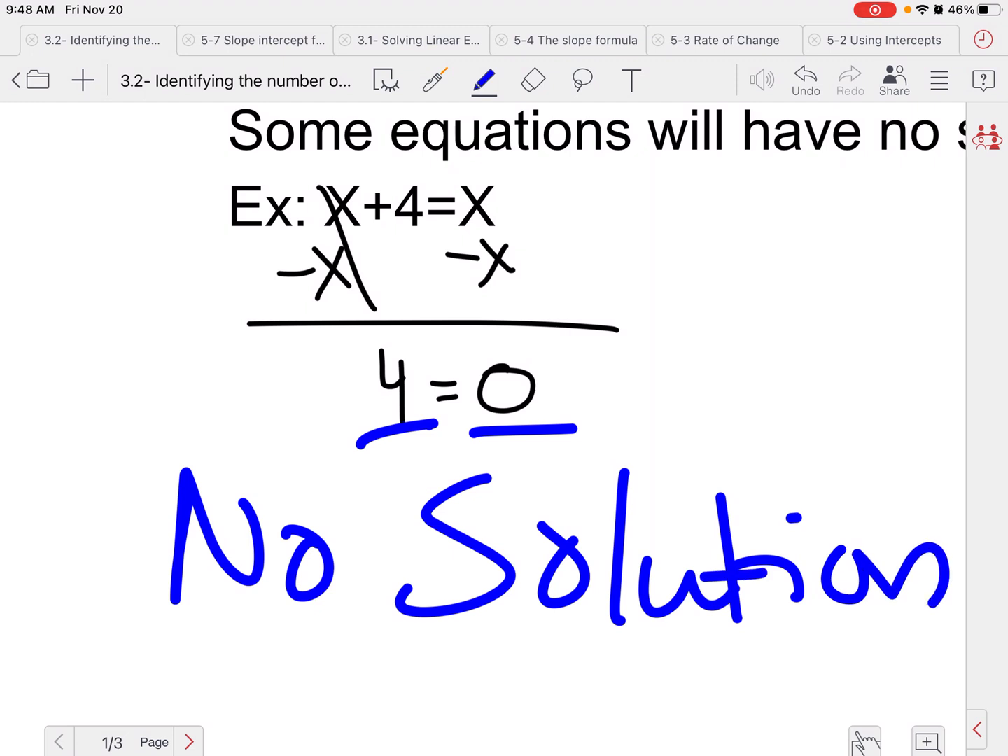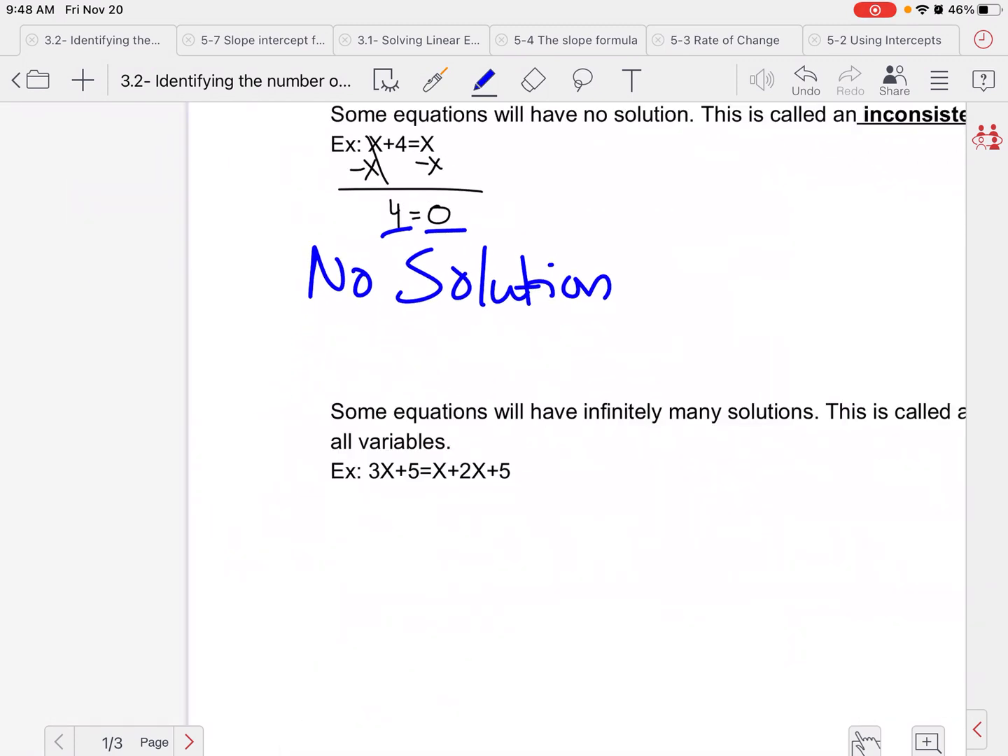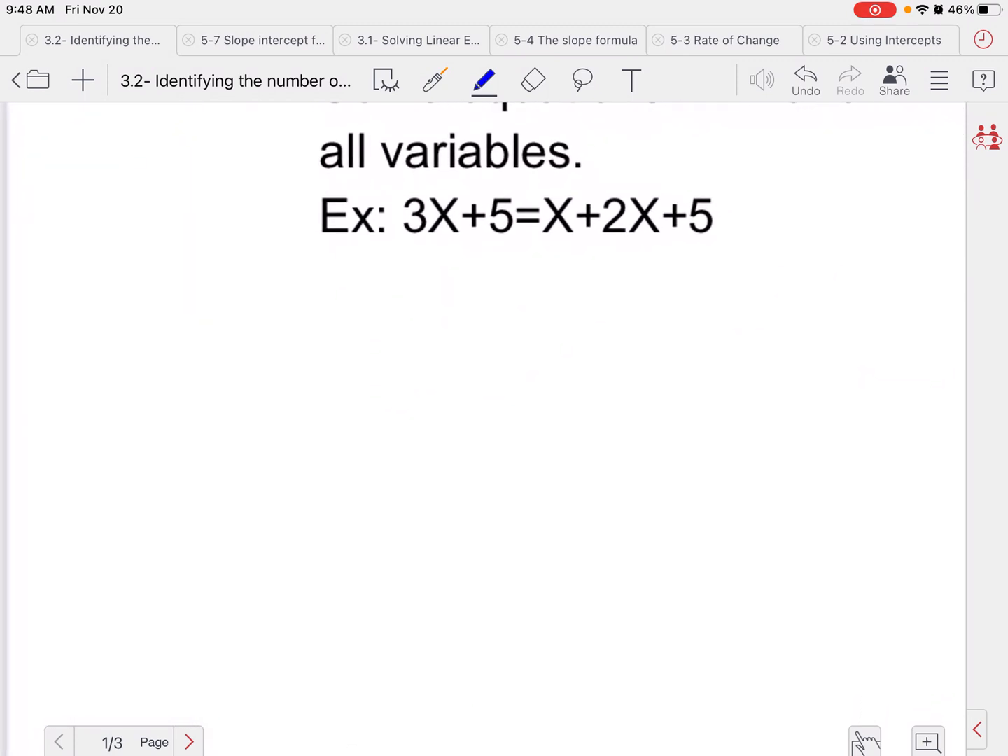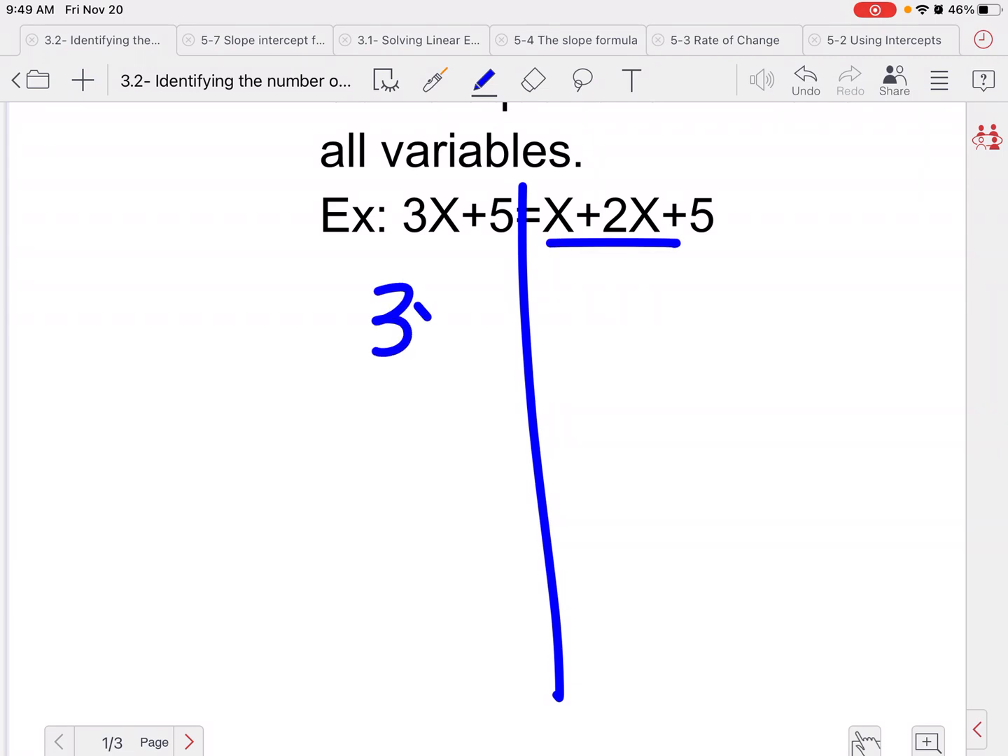So when we've been solving recently, we get x equals some number or y equals some number. That's one solution. So we could get one solution or no solutions, okay? Another option would be something like this. So if I'm solving this, I would say, okay, I'm going to combine like terms. So 3x plus 5 didn't change.